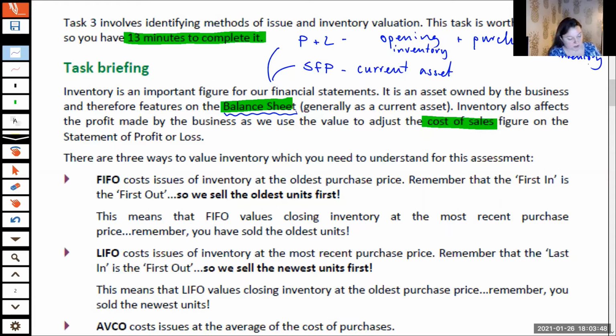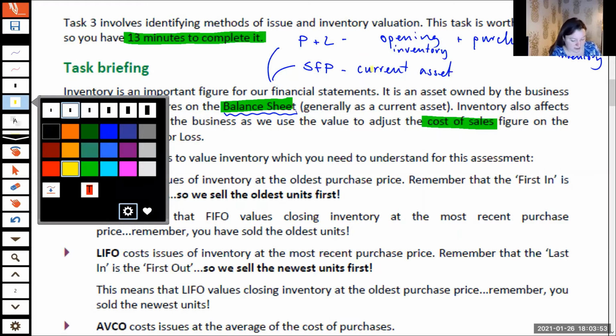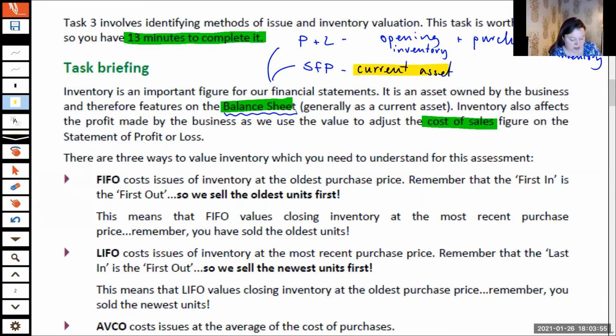So you can see working out that closing inventory figure is our current asset in our statement of financial position, and it is also the closing inventory figure that we remove from cost of sales in our statement of profit or loss. So a really, really important figure, because this is increasing our asset balance in our balance sheet, and your closing inventory figure also reduces cost of sales, therefore increasing profit in the statement of profit or loss. So it's really important that we get the valuation correct for this.